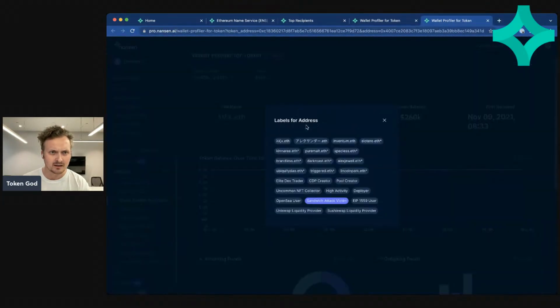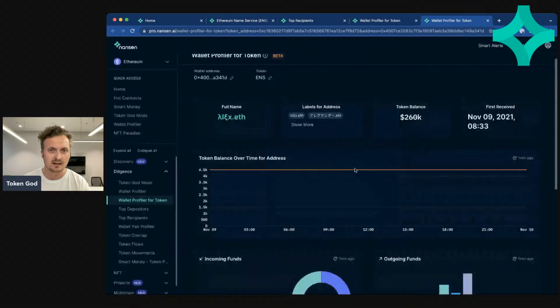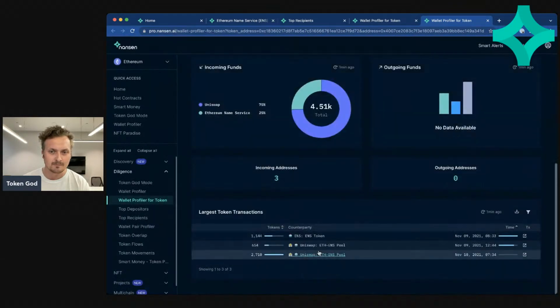By the way, this address has a lot of ENS names. Some of them are quite interesting. One of them is Japanese, that's in katakana. I think it says Alexander, if my Japanese is not too off, which makes sense if it's alex.eth. But okay, interesting. So they've received some tokens that they swapped from Luna.